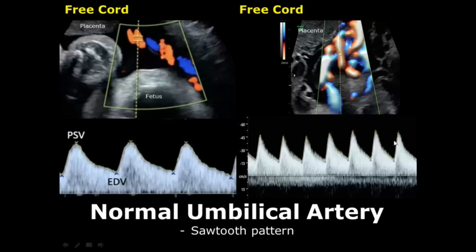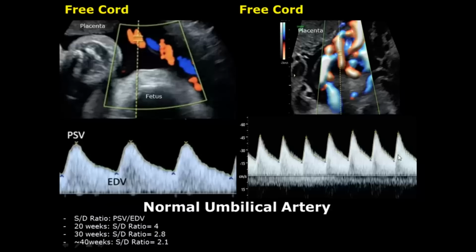The vertical plane on the spectral graph indicates velocity. The highest velocity is known as peak systolic velocity, and the lowest velocity is called end diastolic velocity. This is a normal cardiac cycle in the umbilical artery, and it is the normal pattern in spectral Doppler for umbilical artery.